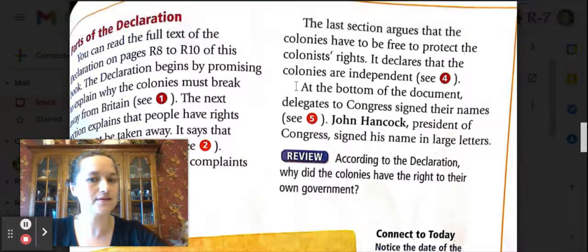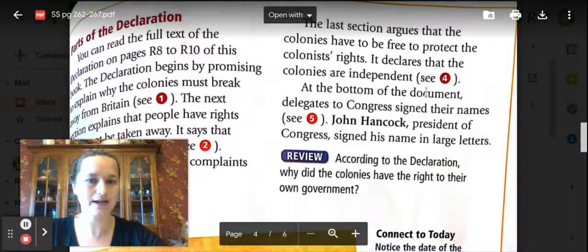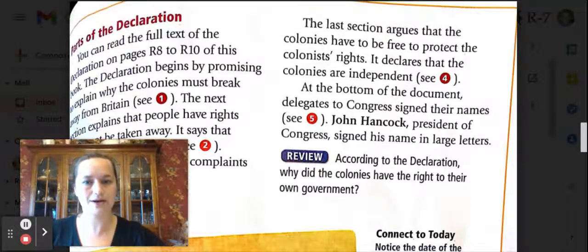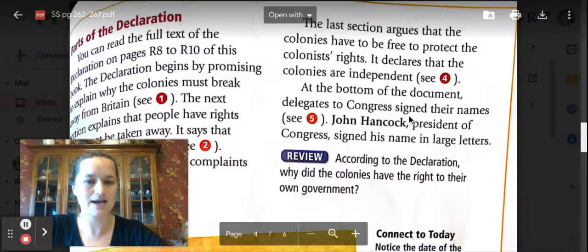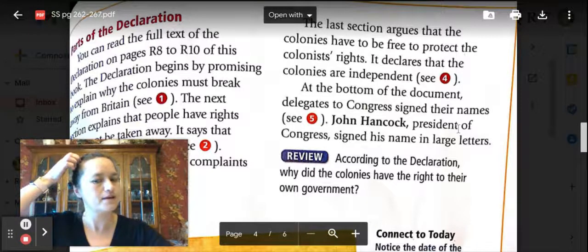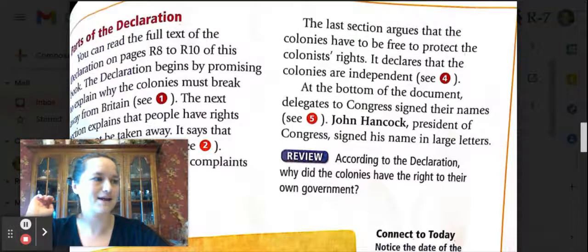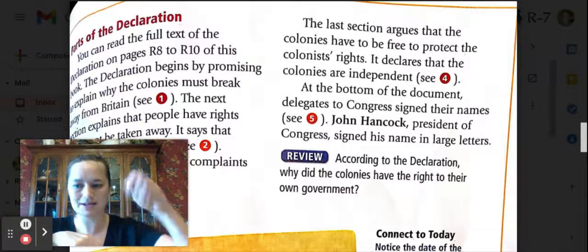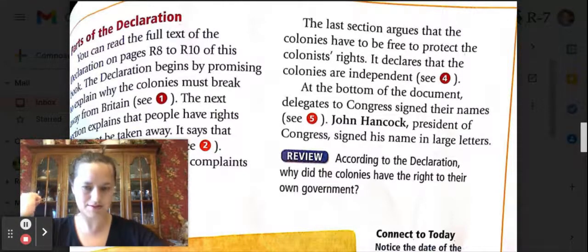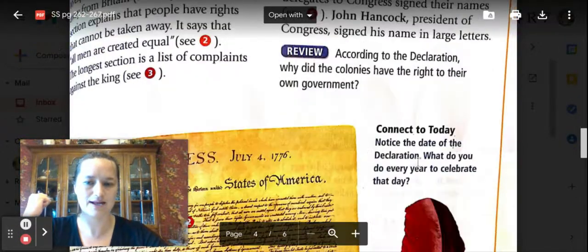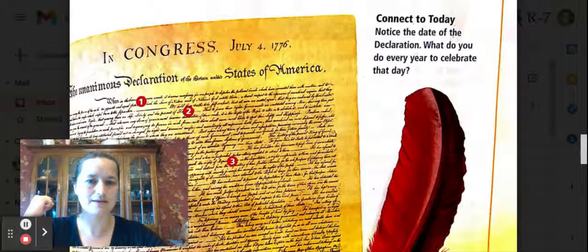So since it declares the colonies are independent, we call this the Declaration of Independence. We're declaring that we are independent now. We are not going to be ruled by Britain any longer. At the bottom of the document, delegates to Congress signed their names. John Hancock, President of Congress, signed his name in large letters. So today you will often hear things like "sign your John Hancock," and that means sign your signature. And that's because John Hancock is so famous for signing his name very, very big.